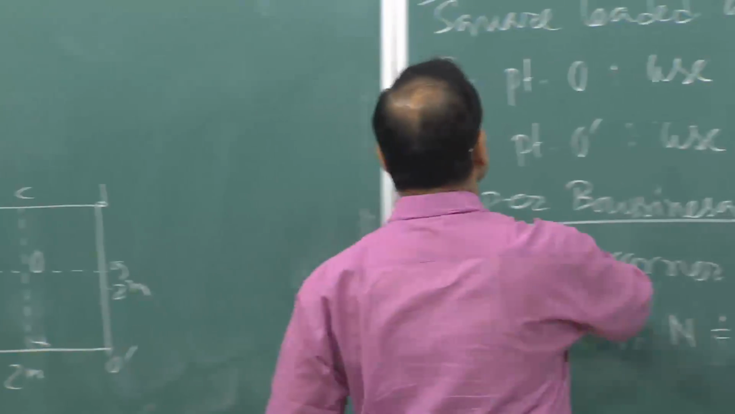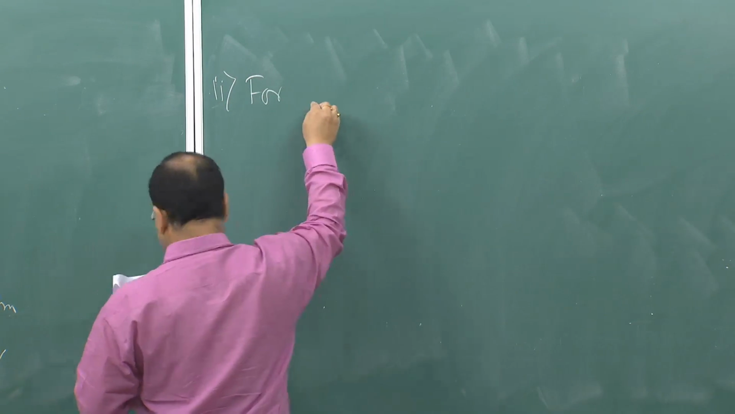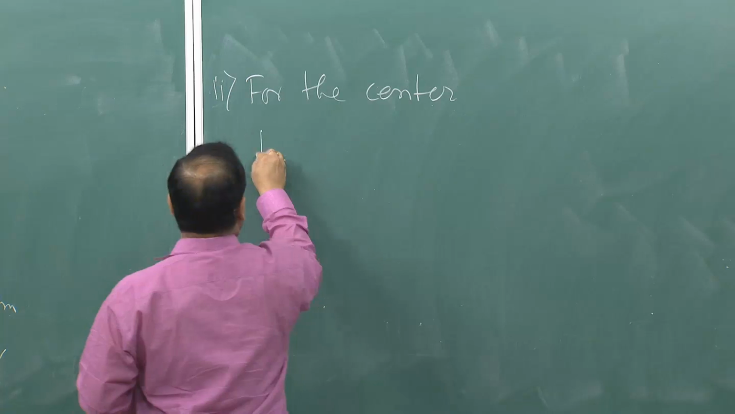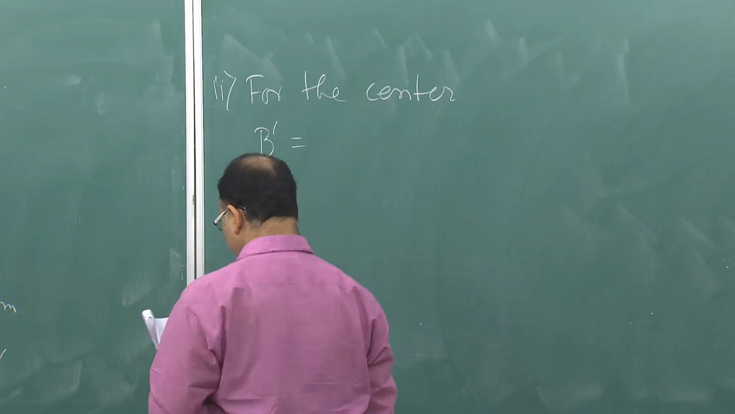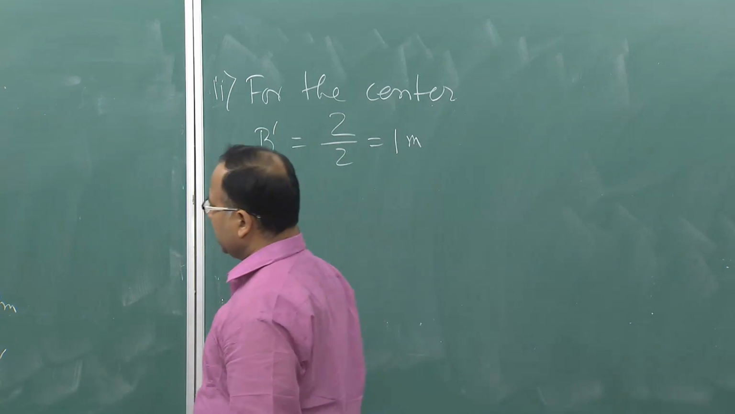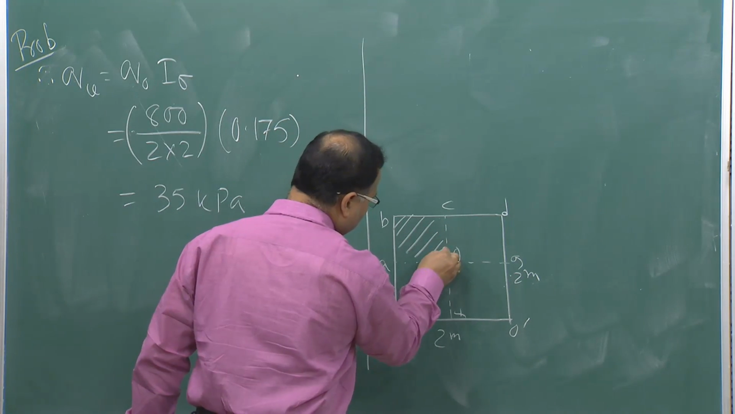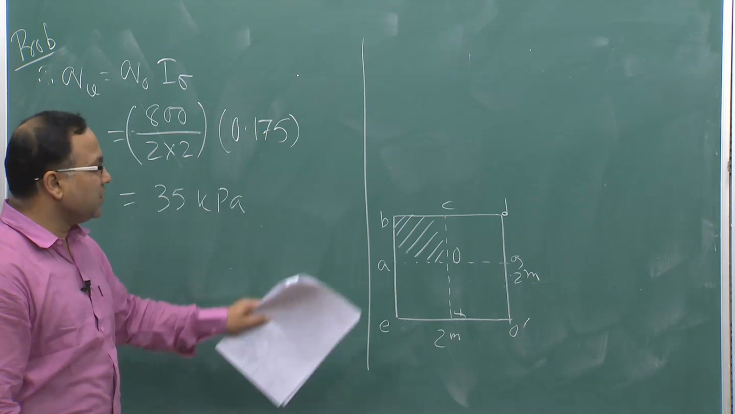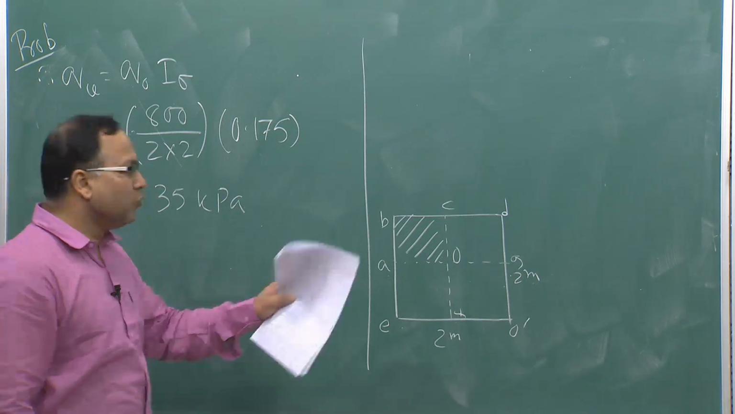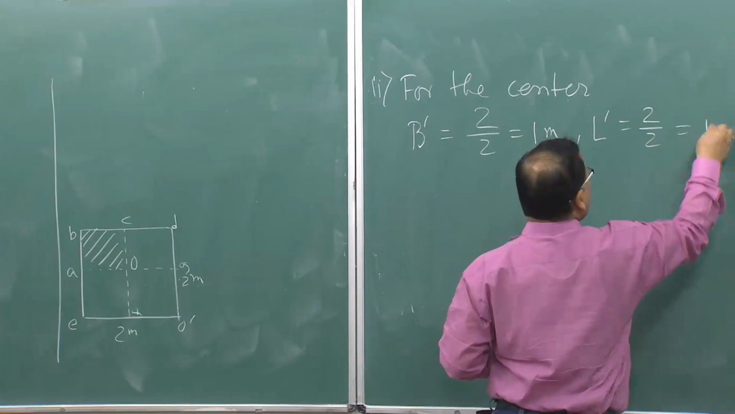Now, for the center, what is happening? Your modified B is 2 by 2, 1 meter. When you are considering the center, at that time you are considering the small square, right. At that time, what is the magnitude of B? Modified B, that is B prime, is half of that, 2 by 2 is equal to 1 meter. Similarly, L prime is also 2 by 2 is equal to 1 meter.